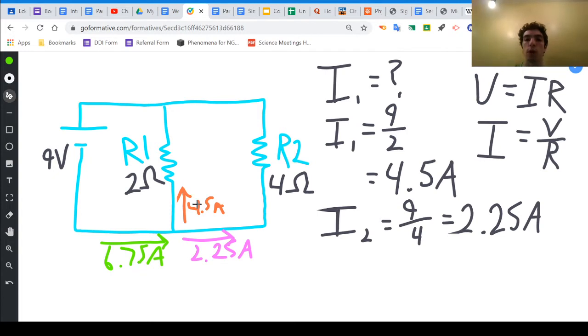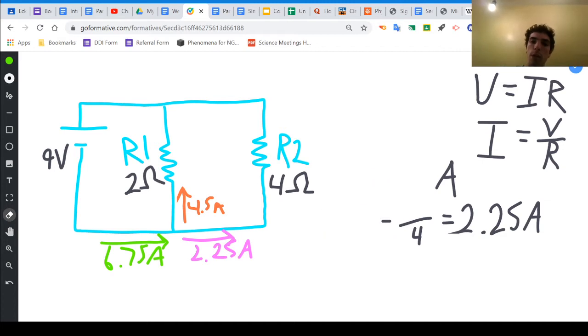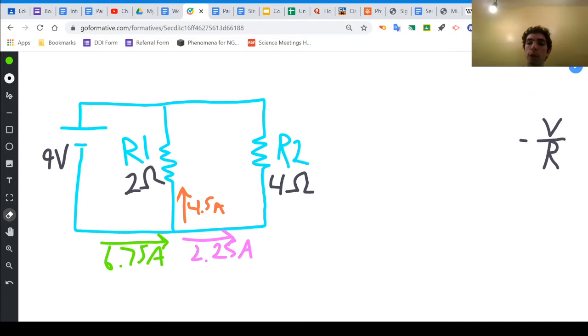And I just want to record that because when we calculate our equivalent total resistance, we should be able to use our voltage and that resistance to get this exact same current. So let's go over that messy equation to calculate total resistance in a parallel circuit.